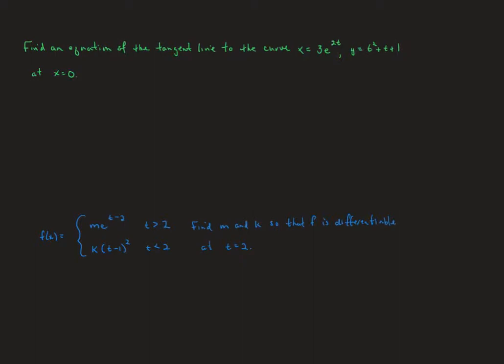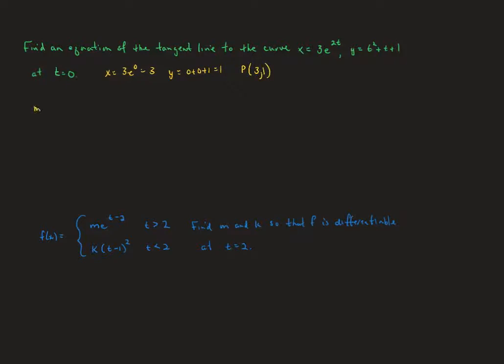Okay, can we find an equation of the tangent to the parametric curve, x given by 3e to the 2t and y equals t squared plus t plus 1, at t equals 0? Okay, so we will start with our point. So x at t equals 0, x is going to be 3e to the 0, which is 3. Y is going to be 0 plus 1, which is 1. So our point is going to be 3, 1.